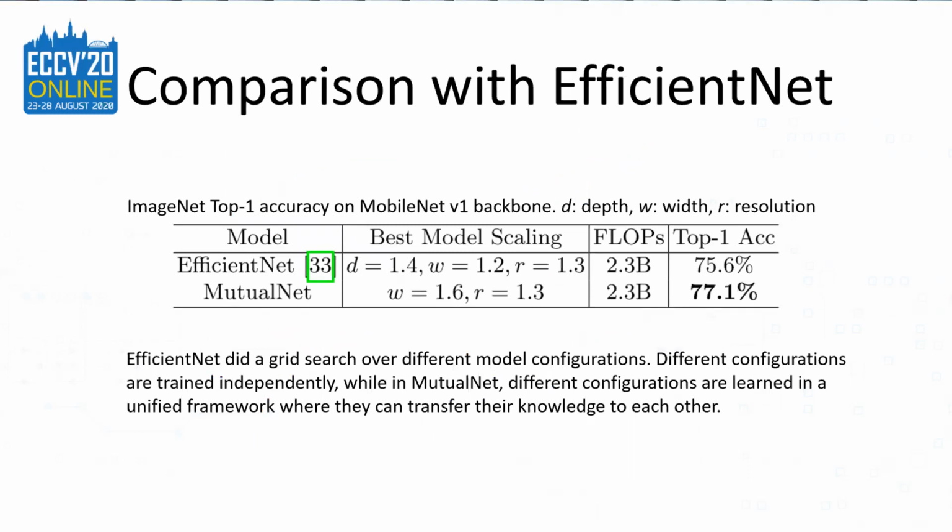We further show the benefits of the mutual learning scheme by comparing with EfficientNet. EfficientNet also highlights the importance of balancing between network scale and input scale. However, in EfficientNet, different model configurations are considered independently. EfficientNet trains different model configurations individually and chooses the best performing one at a certain constraint, while MutualNet trains different model configurations in a unified framework, where different configurations can transfer their knowledge to each other. So MutualNet significantly outperforms the best model configuration in EfficientNet.